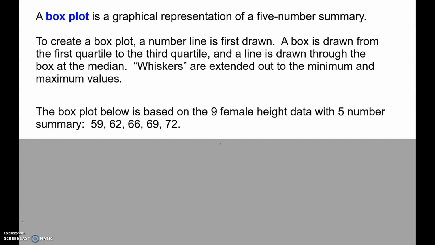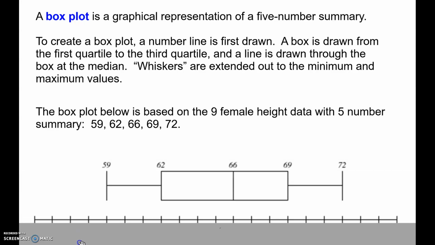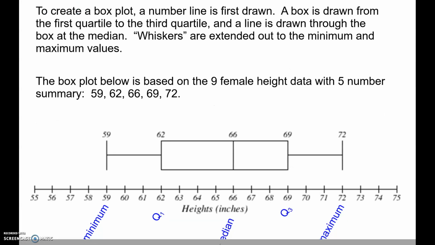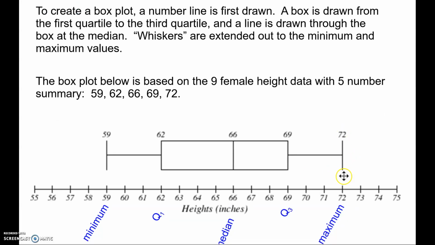All we're doing is taking this 5-number summary and starting at the minimum, in this case a 59, and then extending it to the maximum, a 72. So each of those are just straight vertical lines. Then in the median, 66, we're also going to make a vertical line. But then we're going to note the first and third quartiles, 62 and 69, and create a box that includes that middle 50% of data.